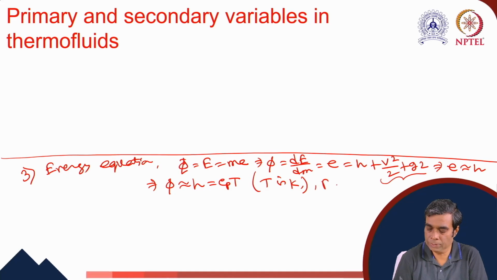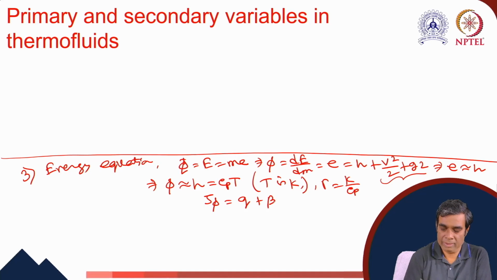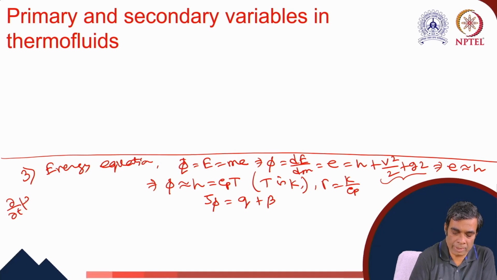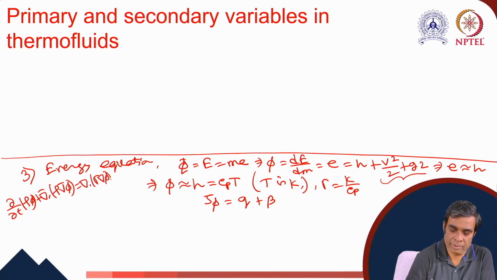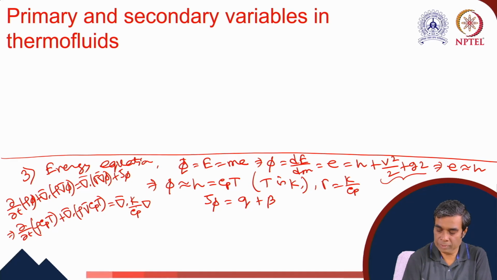Okay, so we take gamma equals K by Cp, and we take the source term S phi as the volumetric source term plus the viscous dissipation term, which we denote by the symbol beta. Now from that equation, del/del t of rho phi plus divergence of rho v bar phi equals divergence of gamma grad phi plus S phi. We can write it as del/del t of rho H, where H is Cp T, plus divergence of rho v bar Cp T equals divergence of gamma, meaning K by Cp, times gradient of phi, which is Cp T, plus our source term, which is Q plus beta.